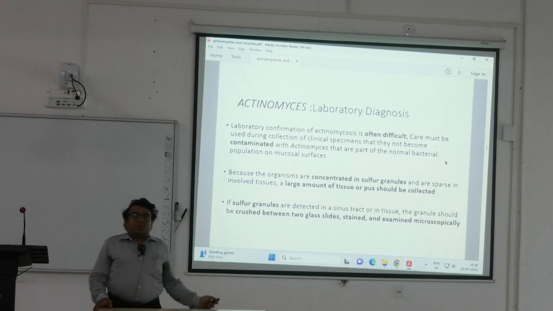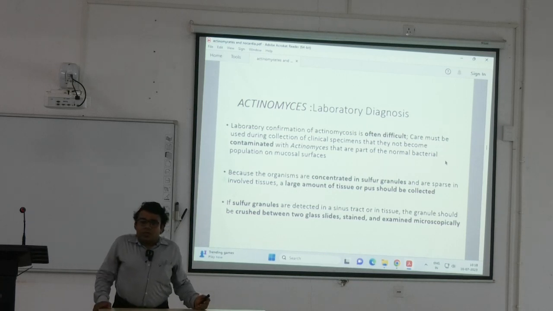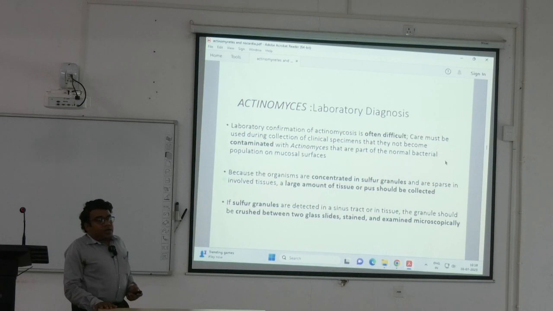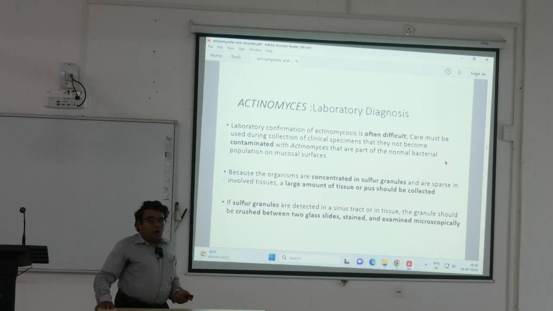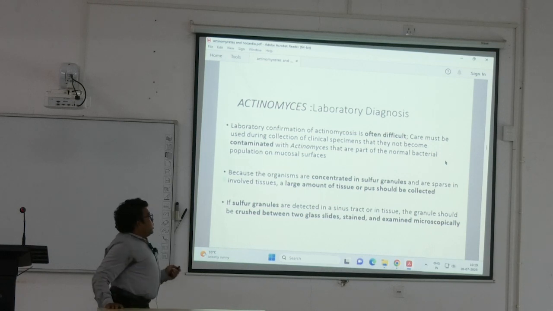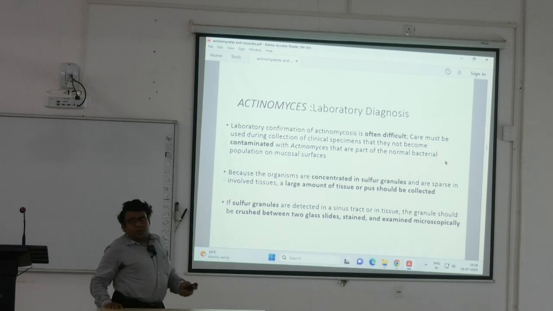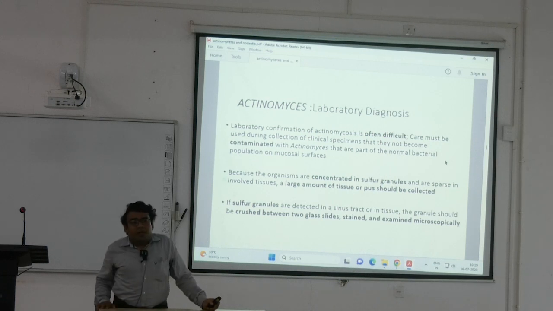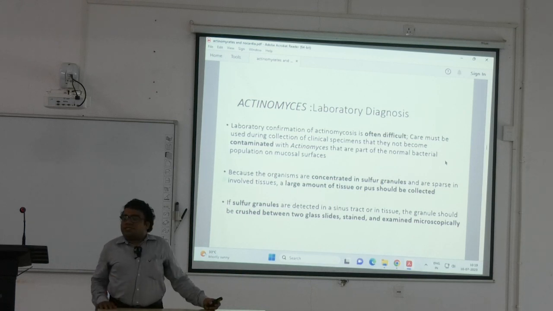Now, let us come to the laboratory diagnosis. The most important part of laboratory diagnosis is obviously microbiological diagnosis. Now, in microbiological diagnosis, laboratory confirmation is difficult. Why? Because remember, it's a very slow growing organism and it's a part of the commensal flora. So, if the sample is taken from any site wherein this is a part of the commensal flora, it is very difficult to attribute this organism as a pathogen.